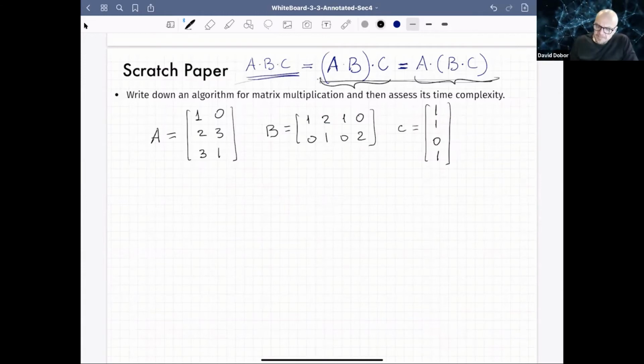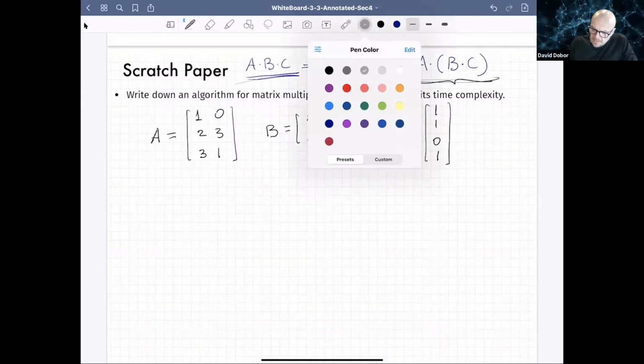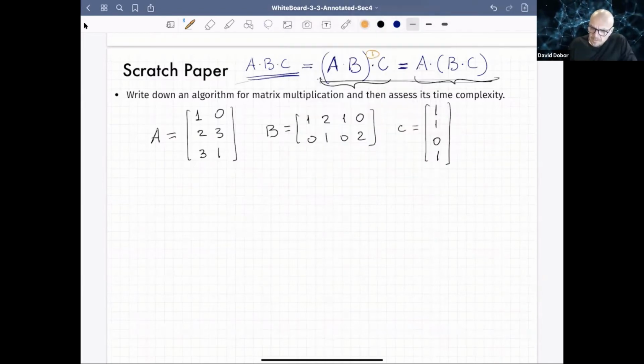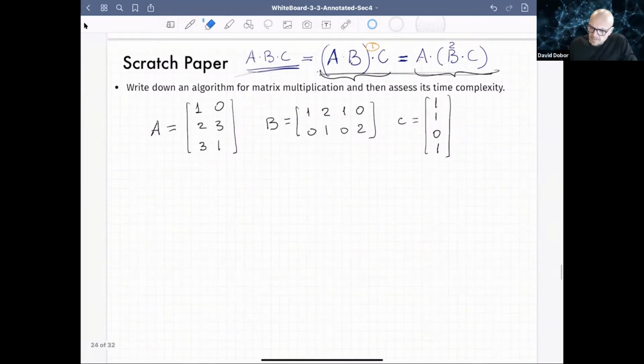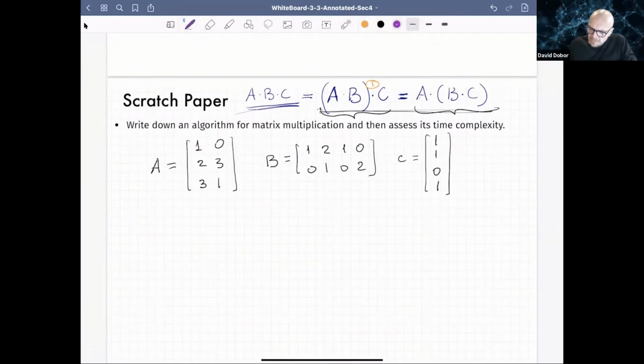So let's compute this product the first way. Let's call this the first way of computing, and let's call this the second way of computing the same exact product. So let's start with the first way. The first way of computing is going to be to compute A times B first. Then the second part is going to be whatever result I get when I compute A times B, and I'm going to multiply that by C. Let's compute A times B.